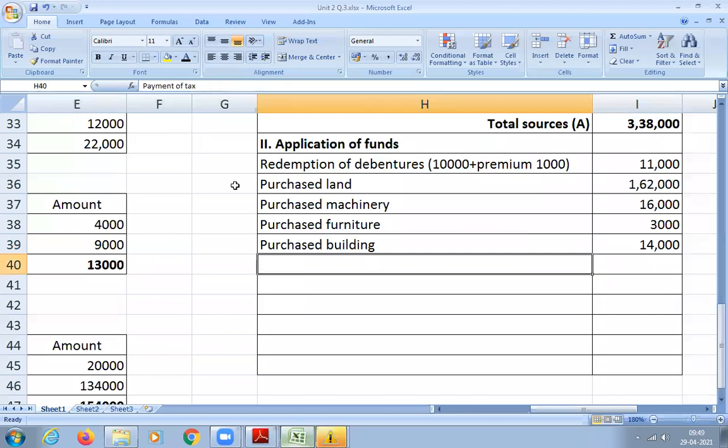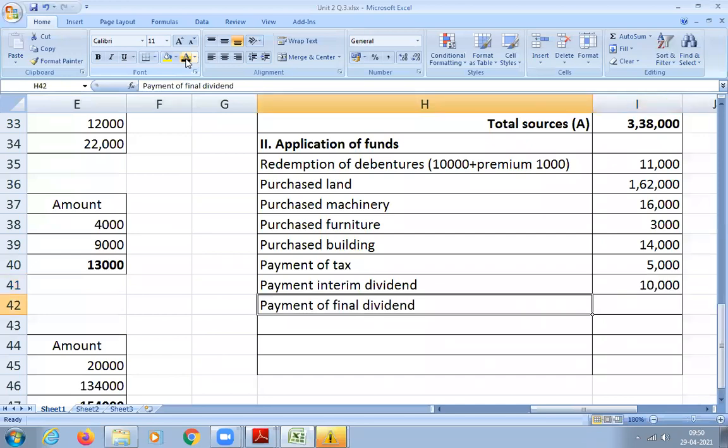So please write down payment of tax first. How much is paid? 5,000. Then payment of interim dividend. How much did they pay? 10,000. Then payment of final dividend. How much did they pay? 20,000 or 30,000? Last year, sir, 20,000. Yeah, last year's will be paid this year, and whatever they're proposing this year will be paid next year. Okay, simple. So keep that in mind. So 20,000 is paid. Next, anything else?